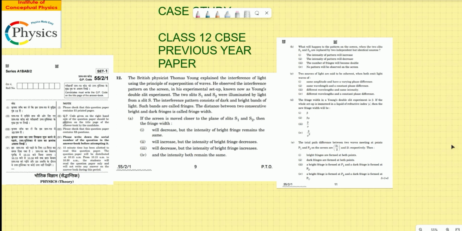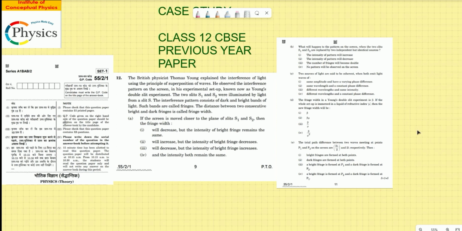Again, a case study from a previous question paper of CBSE. On the left hand side, you can see it is 55/2/1, and you can see the series also mentioned here. The question is pertaining to Young's double slit experiment.